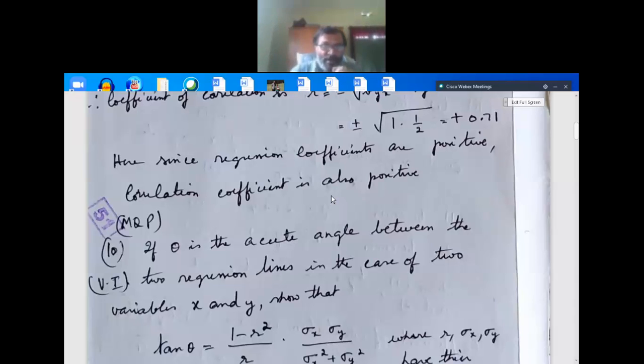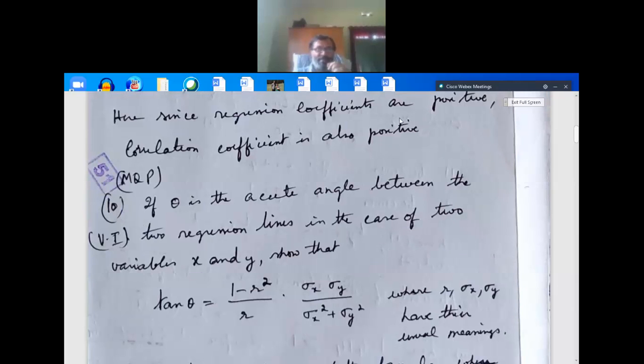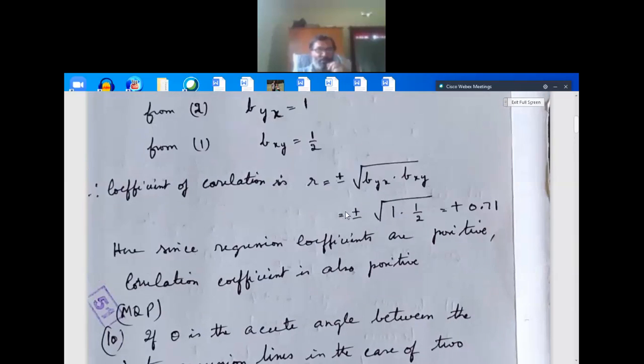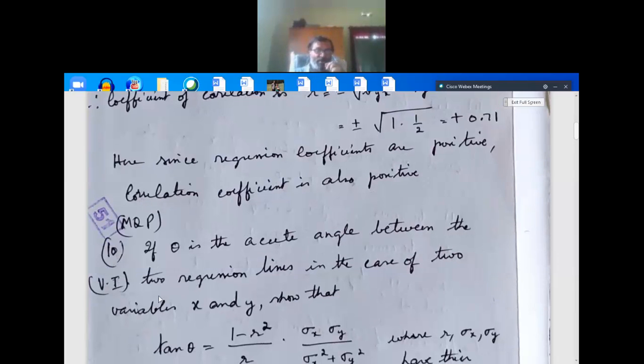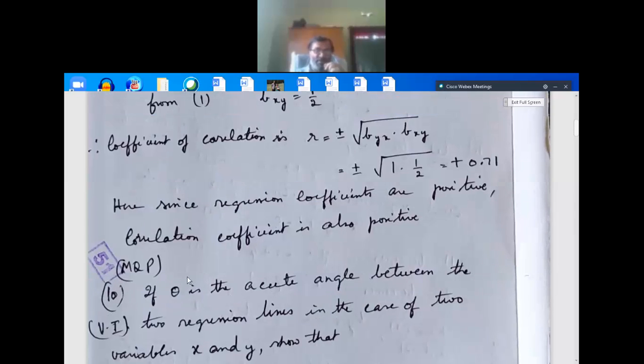Now today I will discuss the concept of regression lines again. Here you can see a very important question. It is there in the model question paper, and it is also repeated many times in different VTU question papers. It is a derivation type of question.